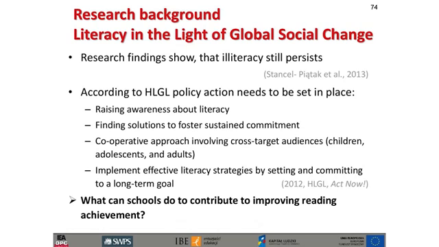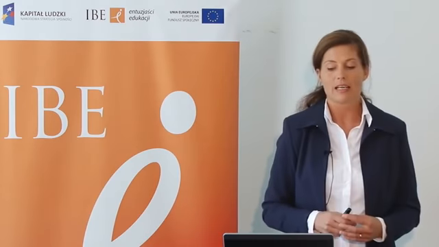Still, research findings show that illiteracy persists, and according to this high-level group, policy action needs to be set in place. And they propose raising awareness about literacy, finding solutions to foster sustained commitment, cooperative approaches involving cross-target audiences like children, adolescents, and adults, to implement effective literacy strategies by setting and committing to a long-term goal. So those recommendations are kind of mobilizing all the society to focus on development of literacy.